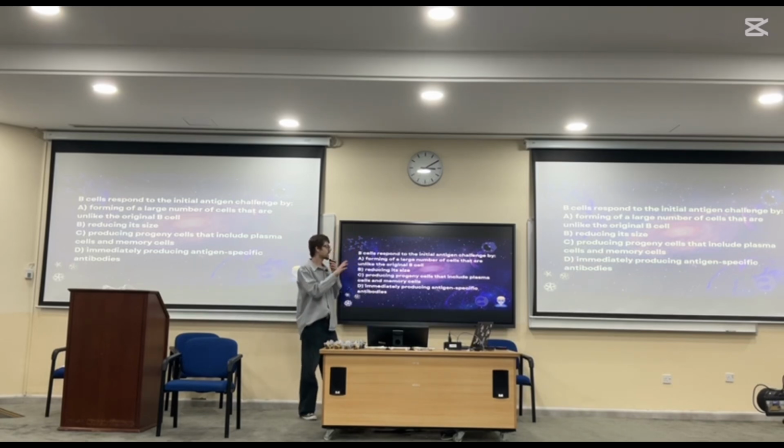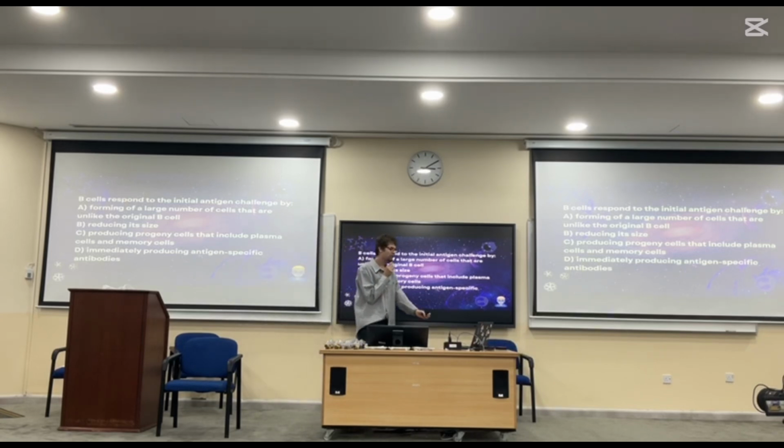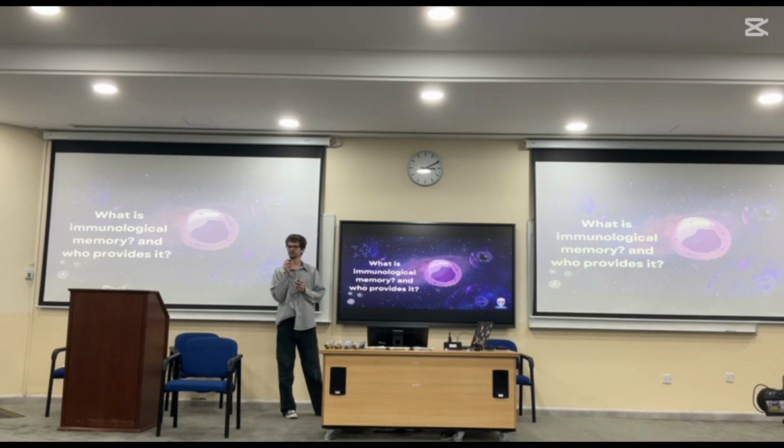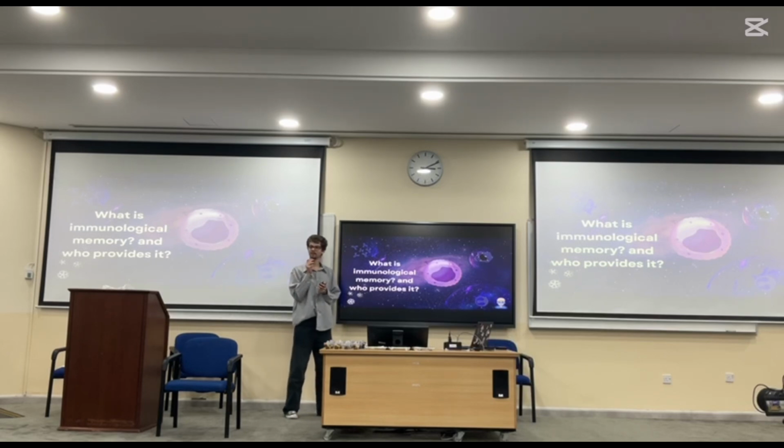And this actually ties into what I'm going to be explaining next, which is immunological memory and what provides it. So what is immunological memory? Memory is remembering the infection that happened. Exactly. So they are remembering what's happening, and they're using this knowledge against the antigen in the future to prevent it from causing the same harm that it caused the first time, right? And who is responsible for this? Who provides it? Memory cells.